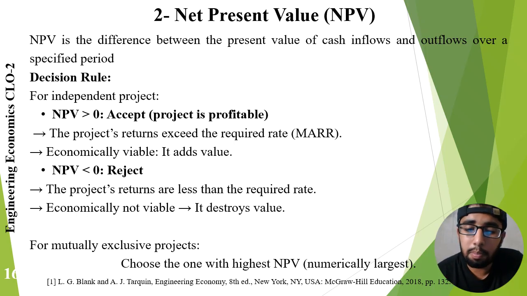The decision rule is simple. If NPV is greater than 0, the project is economically acceptable because it generates value beyond the required return. If the NPV is less than 0, the project should be rejected because it does not meet the organization's financial expectations. For mutually exclusive projects, we select the alternative with the highest NPV.